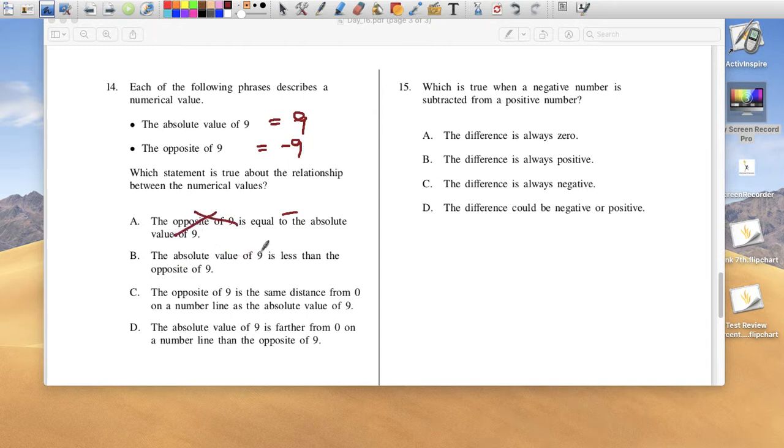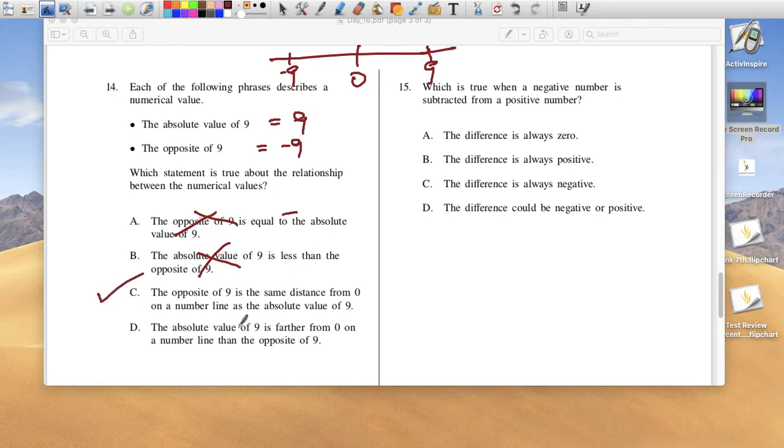The absolute value of 9, which is 9, is less than the opposite of 9. No, 9 is not less than negative 9. Also garbage. The opposite of 9 is the same distance from 0 on the number line as the absolute value of 9. So where's negative 9? If this was 0, negative 9 would be here. Positive 9 would be here. Are they the same distance away from 0?